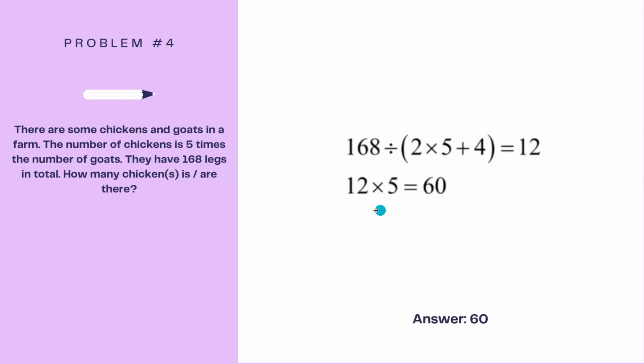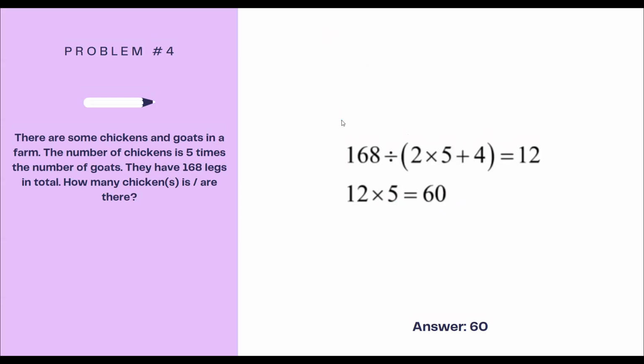Since this 12 is the number of goats, and we're looking for the number of chickens, we have to multiply it by 5, since the number of chickens is 5 times the number of goats. So 12 times 5 is equal to 60. The answer for this problem is 60. Okay. I think most of you got it correct. Do you have any question?